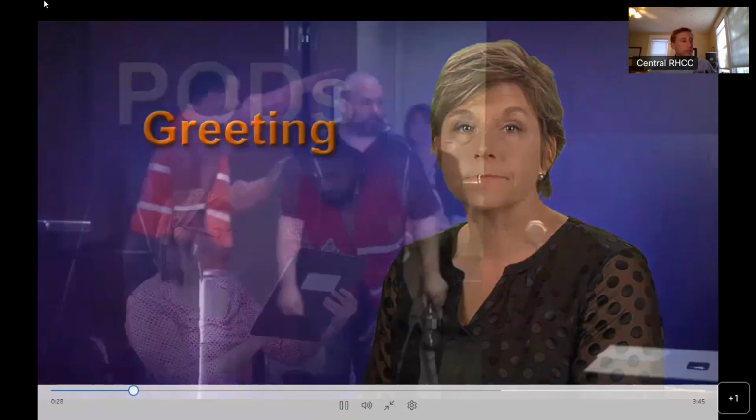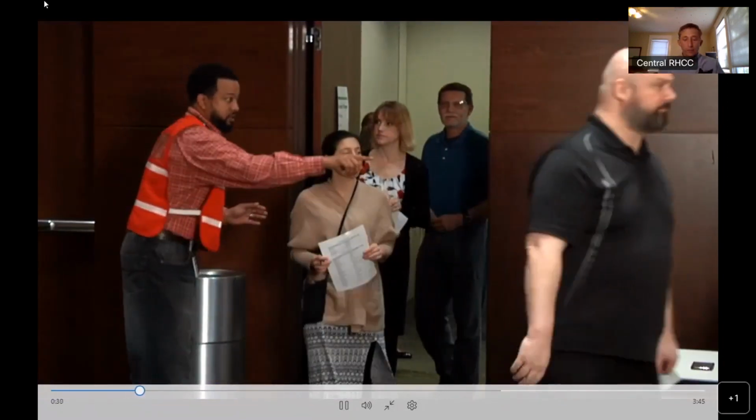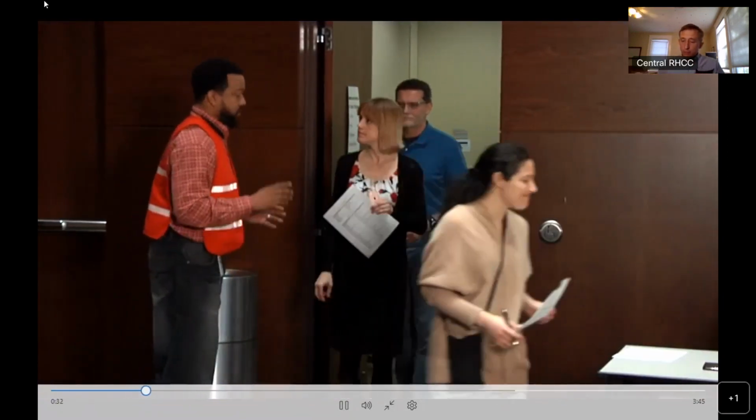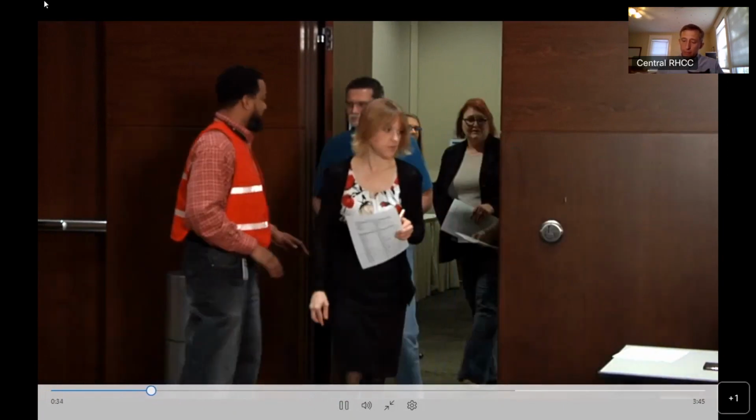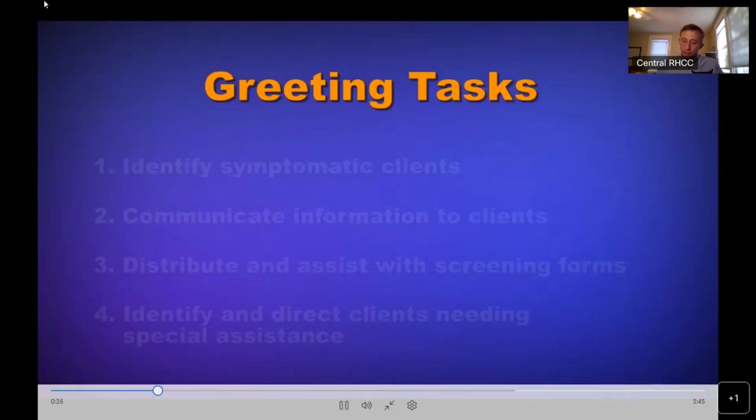Greeting clients arriving at the pod can be one of the most rewarding and vital roles performed within a pod. The greeter's role requires you to identify and sort symptomatic individuals and those requiring extra assistance, communicate vital information to clients upon entering the pod, distribute forms, and assist with form completion. As a greeter, you'll be one of the first volunteers or staff members to welcome the public into the pod. In this role, you'll perform 4 main tasks.